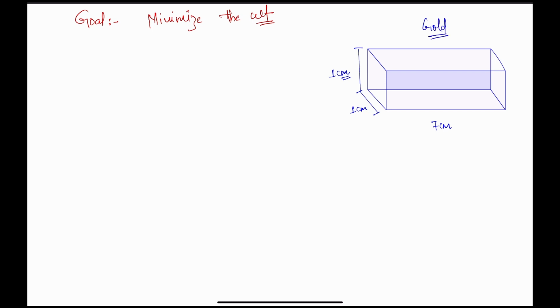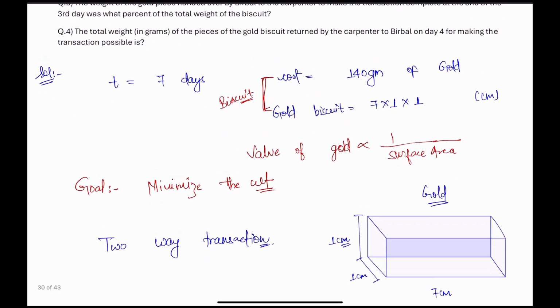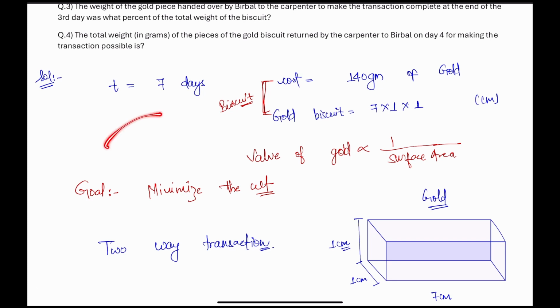So first thing first, there is a transaction. What we can understand from the fourth number question is that there is a two-way transaction. Otherwise, if only one side transaction is there, then they don't have anything else rather than to pay a 20 gram gold coin. But there is a possibility that the person returns, so there could be anything.